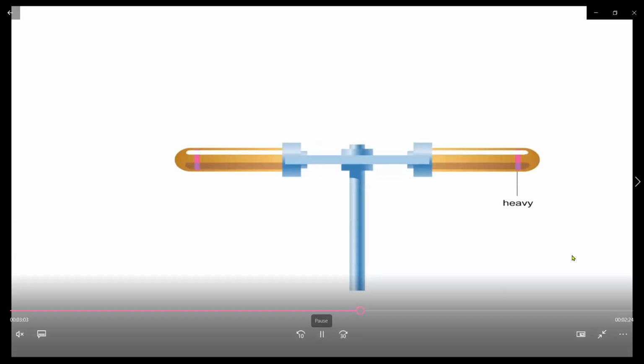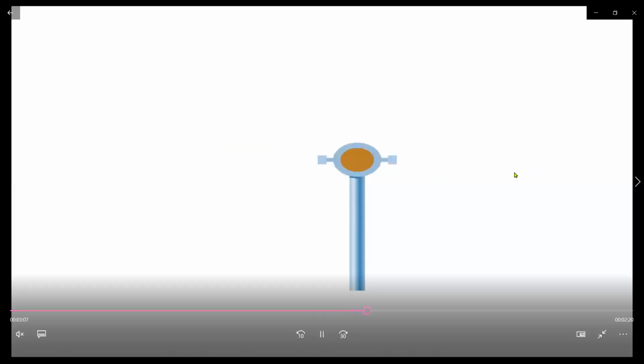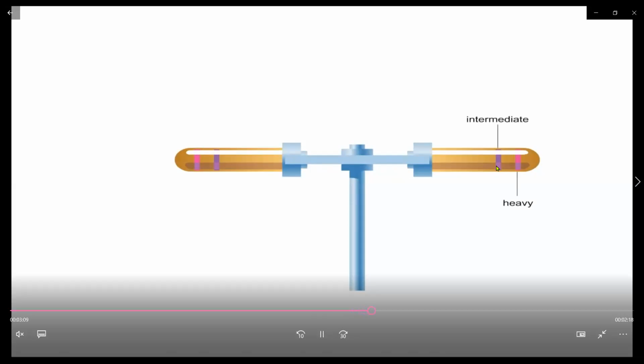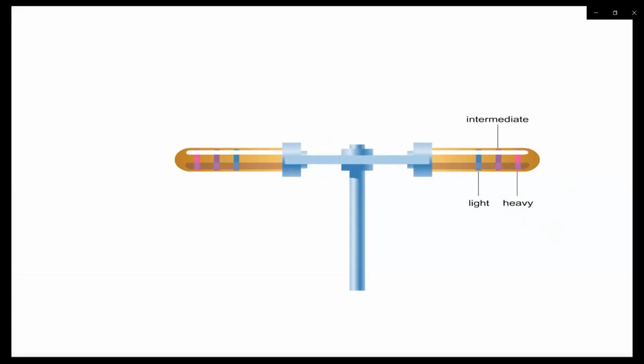So as you can see, they're showing it in the picture. This is the heavy form of DNA. If there is an intermediate form, then we see a band of the intermediate form. And if in the DNA sample there is a light form, we again see a band of the light form of DNA. So that was the experiment that was done here.